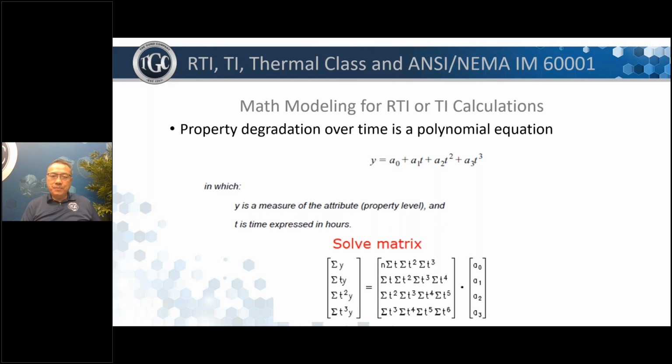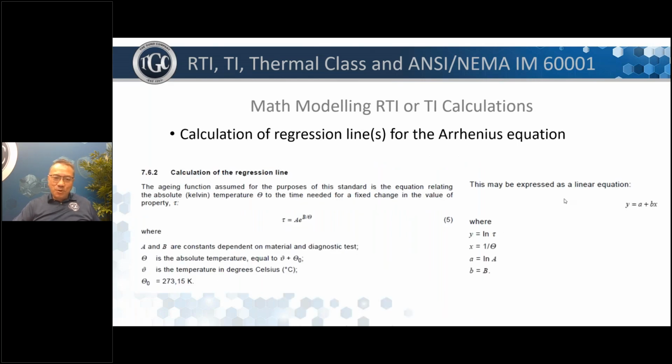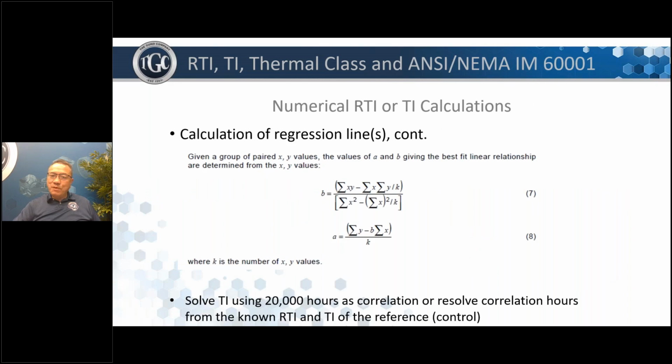The first one is that property degradation over time at any of the elevated temperatures is a polynomial equation. I think it's a third order one. And my analytical geometry has left me a long time ago. I'm not trying to explain this, but it works. So you can go through all the calculations, and then you can take the regression line and transpose it into a linear equation, y equals a plus bx, and plug everything in mathematically, and solve all the equations. Then you can solve TI using 20,000 hours or correlation hour, or you can resolve the correlation hour from the known RTI and TI of the reference to get the RTI of the candidate. So that's mathematics.